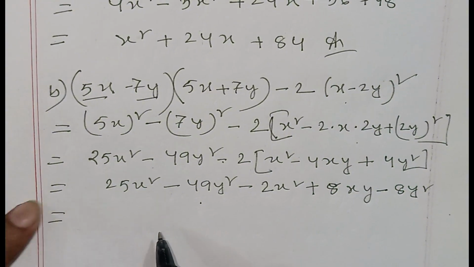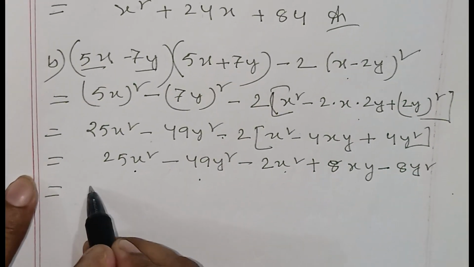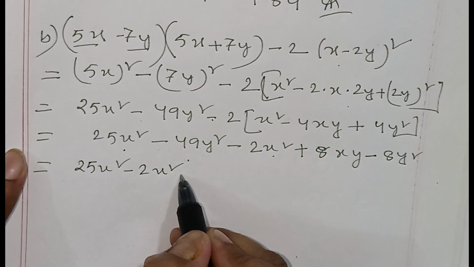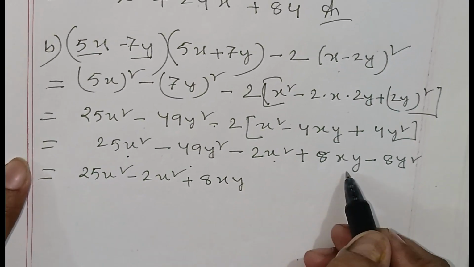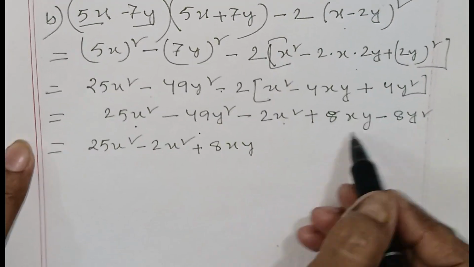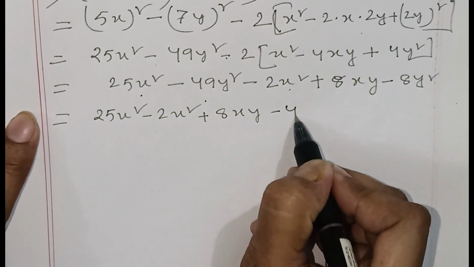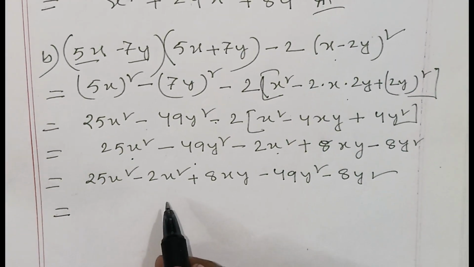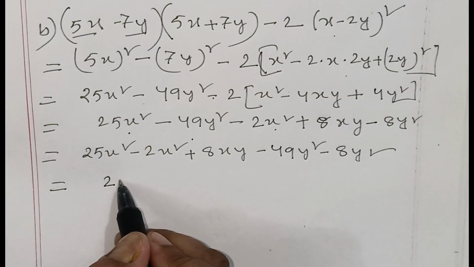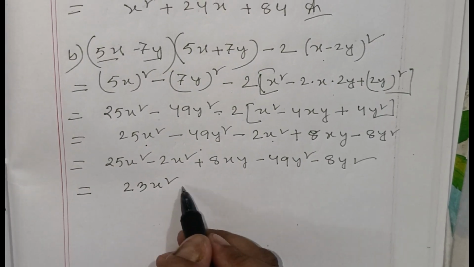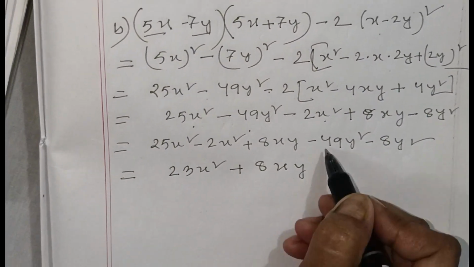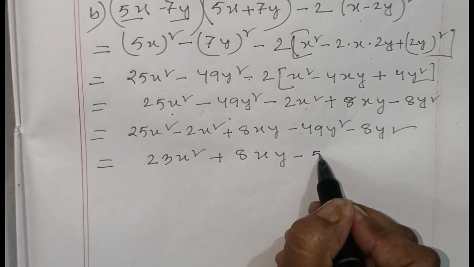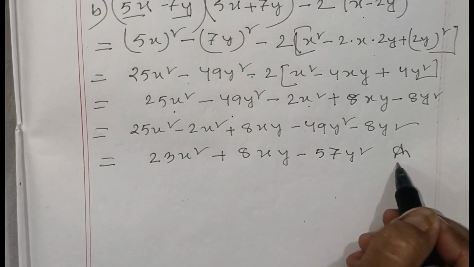Okay, now arrange like terms. x square: 25x square minus 2x square. There is no xy term here, so fine. Now 49y square minus 8y square. Now calculation: 25 minus 2 is 23x square plus 8xy, and 49 minus 8 is 57y square. That's it. This is the answer.